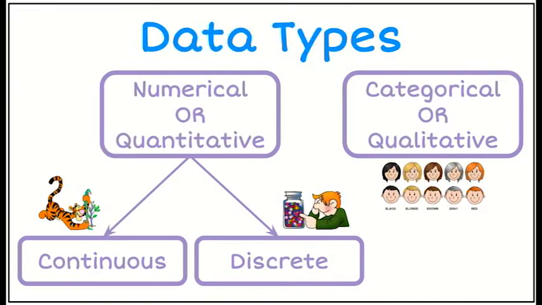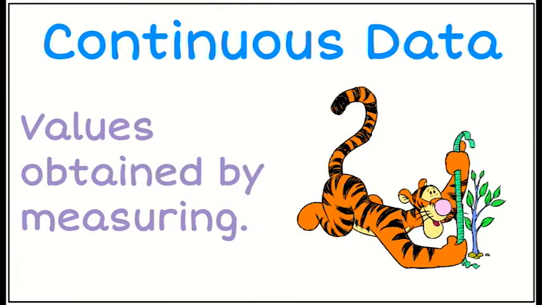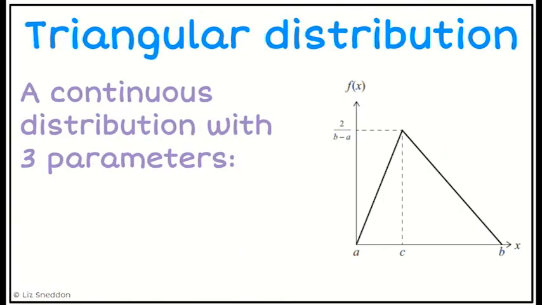So a little reminder about different types of data, and in particular when we're dealing with numeric data, we can have both continuous and discrete. If we think about our continuous data, our values that are decimals, fractions, or small numbers and so on, those are our continuous type data. So a triangular distribution is for continuous data.